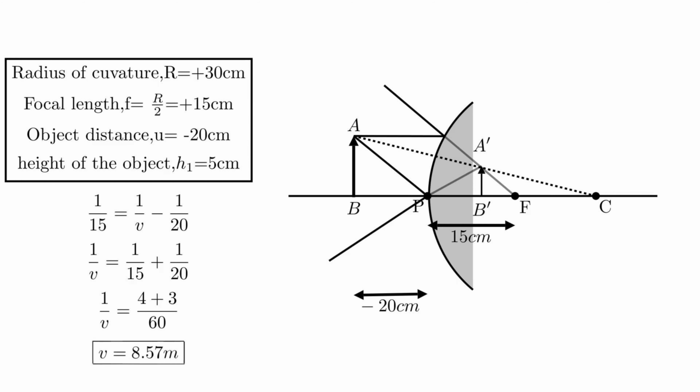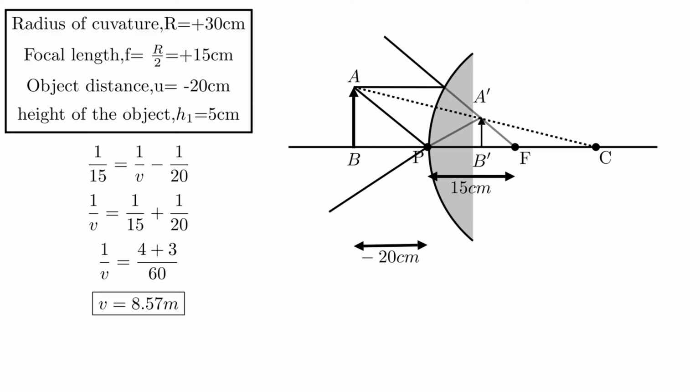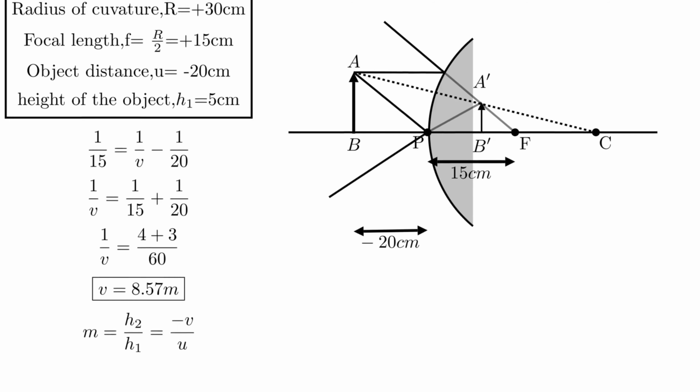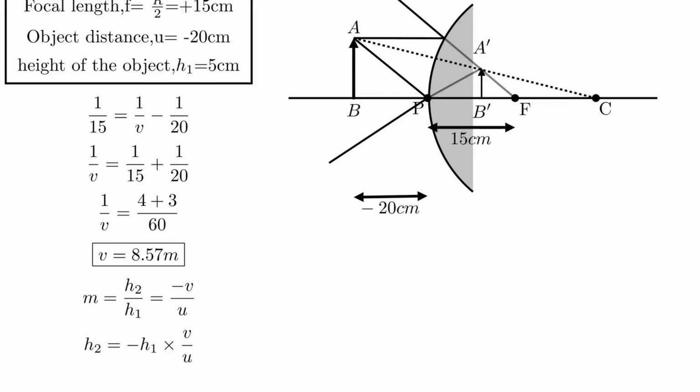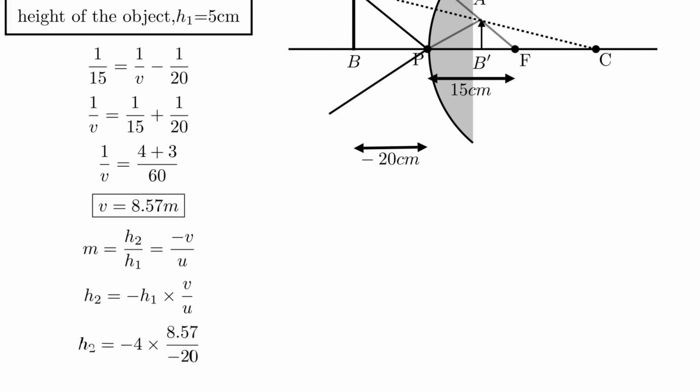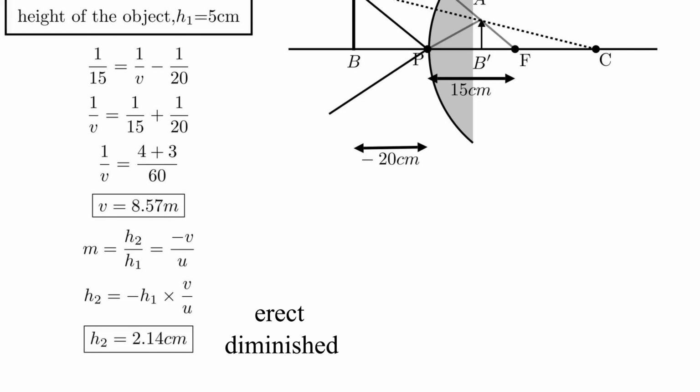To find the size of image, we make use of the relation m equals h2 over h1 equals minus v over u. Simplifying for h2, the equation is reduced to minus v over u into h1. On putting the corresponding values of v, u and h1, we get h2 equals 8.57 divided by minus 20 into 4, which is simplified as 2.14 cm. As the sign of h2 is positive, therefore the image is erect and diminished, as is clear from the comparison with the height of the object. Moving on to the next problem.